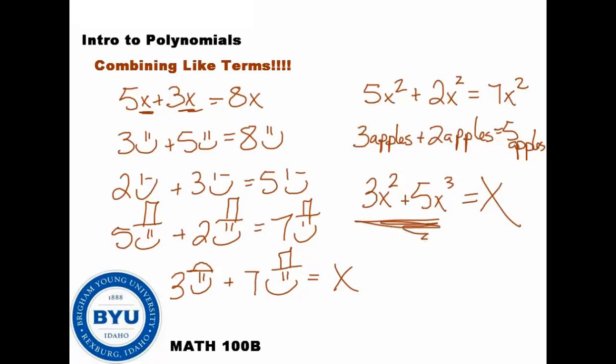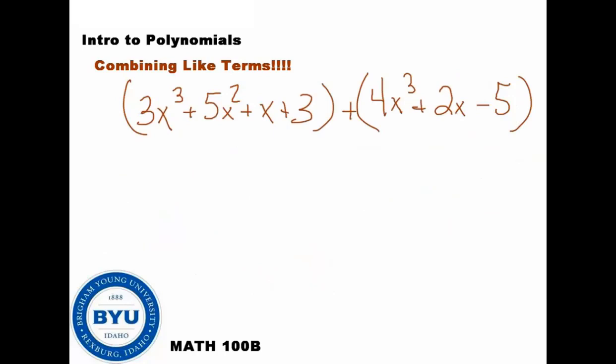Let's take a look at an example. So here's an example of adding 2 polynomials together. Here's our first polynomial. It has 4 terms: 1, 2, 3, 4. Here's our second polynomial with 3 terms. Again, when you add polynomials, all you simply have to do is combine the like terms. Remember, like terms have to have the same hats. So here I have 3x cubed, and here's 4x cubed. They have the same hats, so we can combine them. 3 of these guys plus 4 of those guys comes out to be 7 of those guys.